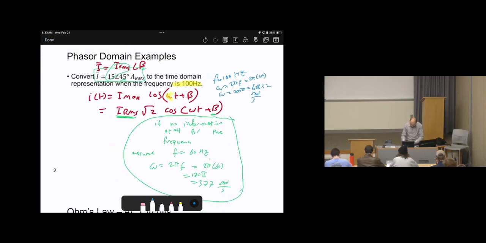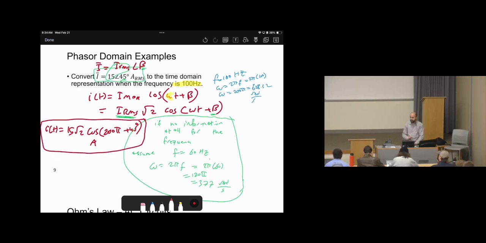Now I'm ready to substitute this in the expression. So I can say i of t equals I RMS, which is 15, square root of 2, cosine of 200 pi t plus beta. Beta here is 45 degrees, and the unit is amperes. Don't forget the units. This is the expression. So you can stop here and box your final answer. That's correct, and this is the end. You don't need to do other simplifications.